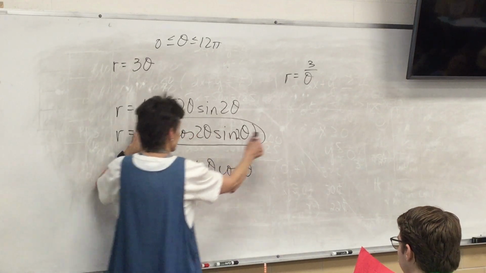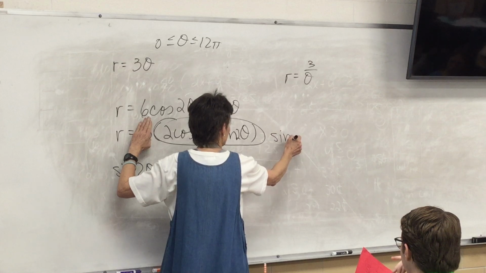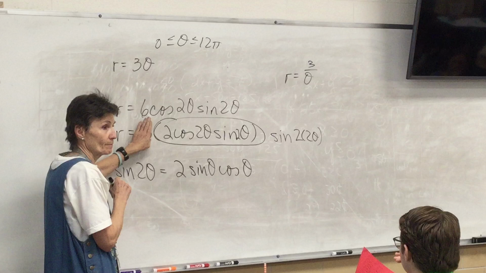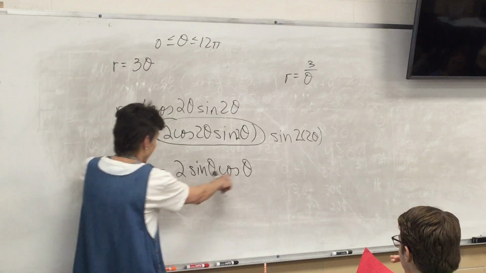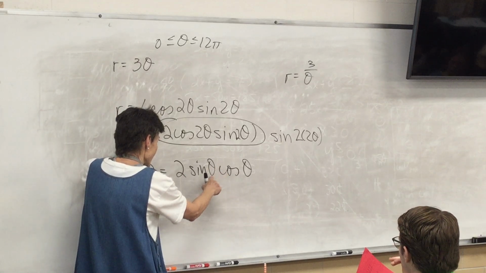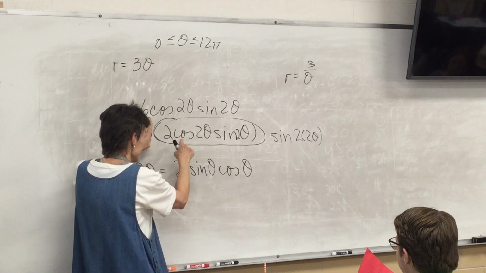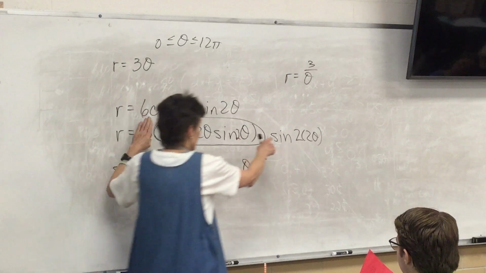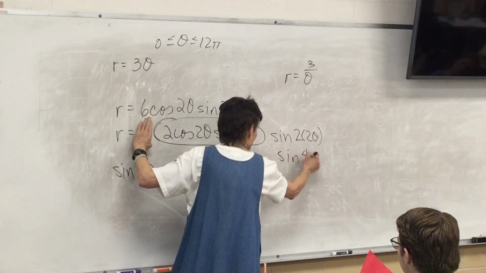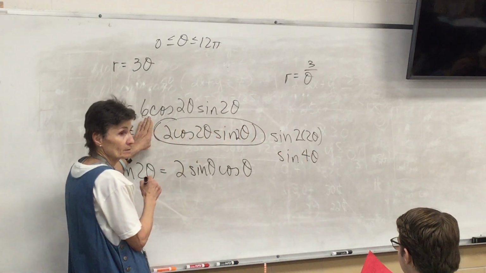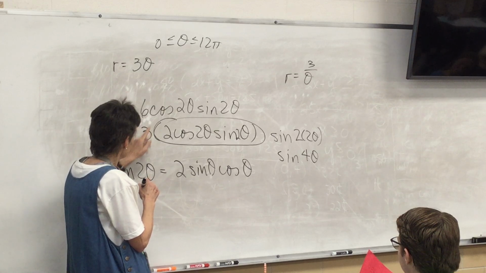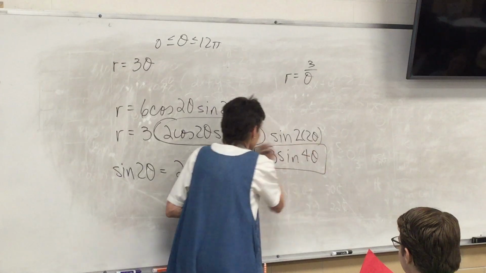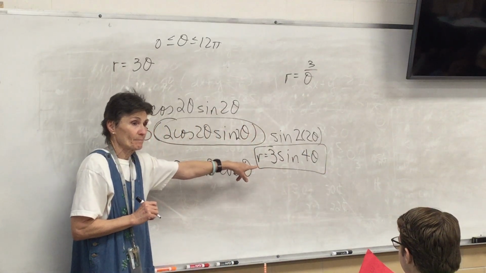This is the sine of twice 2 theta, isn't it? If this is the sine of 2 times theta, then isn't this the sine of 2 times 2 theta? So that's the sine of 4 theta. There's a 3 out in front of it. So another way of writing the equation is like that.